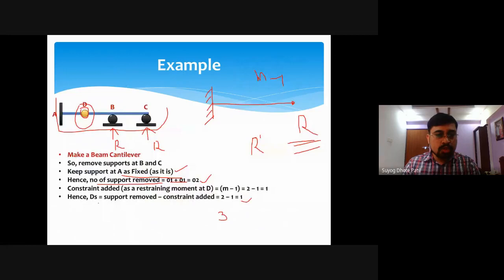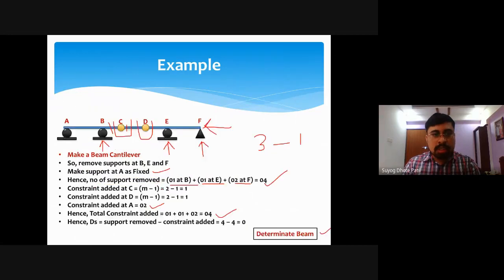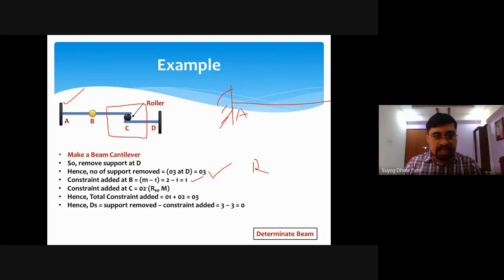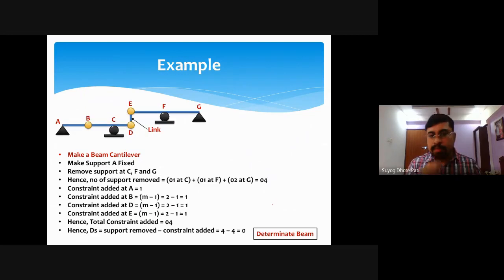So the number of constraints added at C is 2, that is R, H, and M, as previously discussed. Hence the total constraint added is 1 plus 2, which is 3. And hence DS, the total degree of static indeterminacy, will be support reactions removed minus constraints added, R minus R dash. So this will be 3 minus 3, which is 0. Again, it is a determinate beam. Simple.